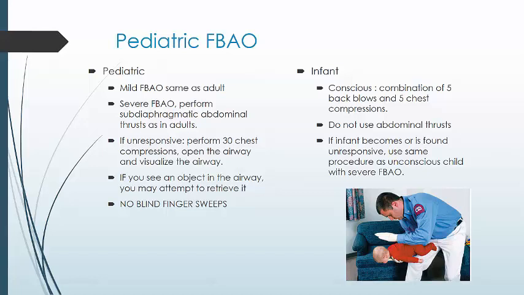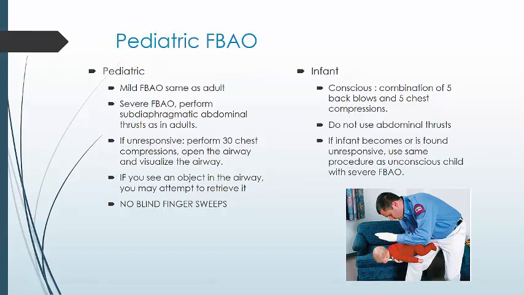Okay? For a severe foreign body, if they become unresponsive, we're going to perform our 30 chest compressions. Then we are going to open the airway using head tilt chin lift or modified jaw thrust. We're going to visualize the airway. If we see a foreign body, remove it, but we're not going to do any blind finger sweeps because their airway is a little more funnel shaped than adults', and a blind finger sweep may actually push something further into the airway. And then we're going to try to deliver 2 positive pressure ventilations and continue this cycle, 30 compressions to 2 ventilations, until the object is expelled.